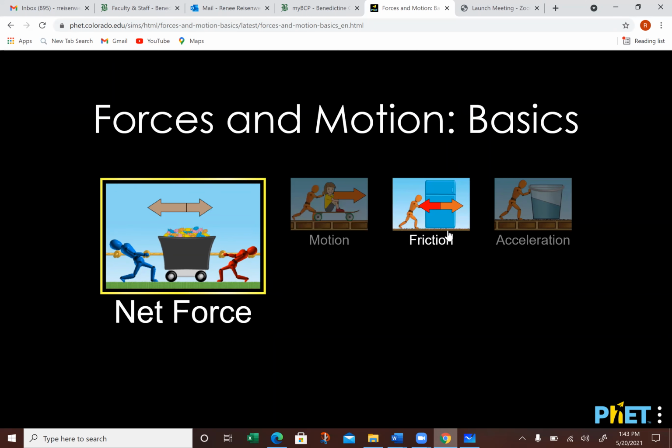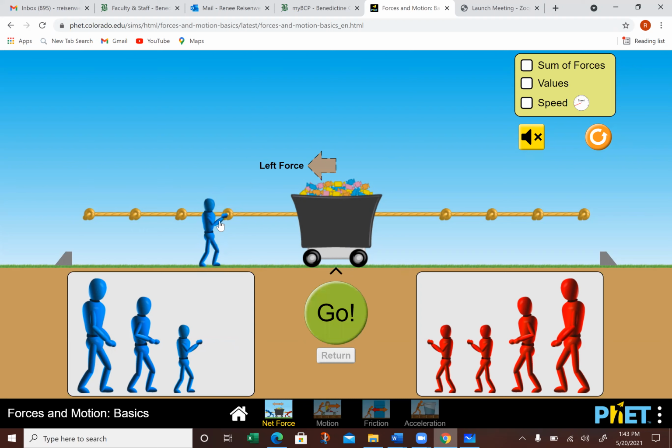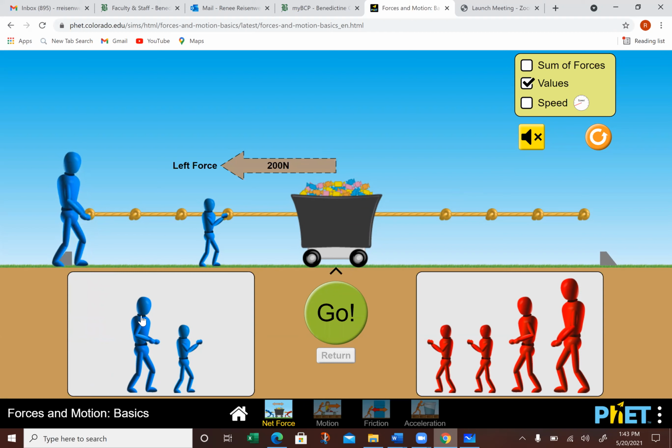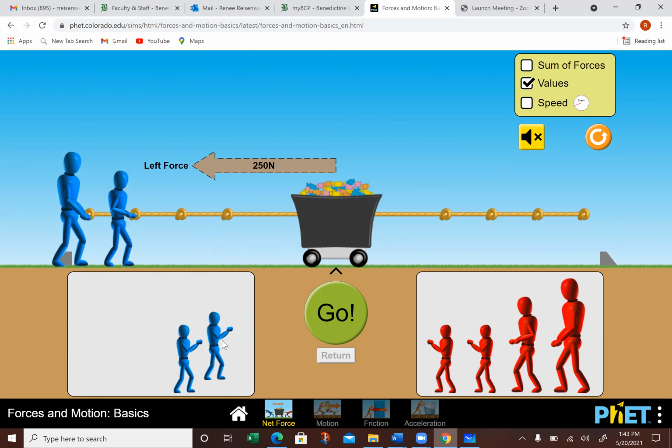Each one of these people can be dragged up to the top. The smaller people are representing a force of 50 newtons, right? And you can choose these values here. And of course, the larger person would be even more, right? So each person represents a different amount of force. As I take people on and off, that'll give me a different amount of force, and I can place these people up here.